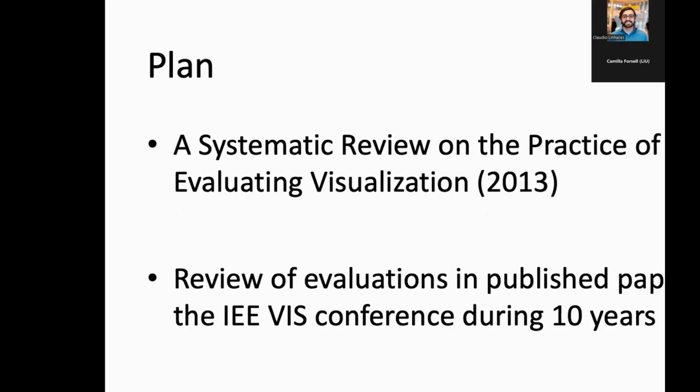This is another one published in 2013, and at that time they had looked at all evaluation papers published at the conference during a time period of 10 years and did a similar analysis of the state of the art at the time, and also gave guidance on how to conduct evaluations and what could be relevant to look into in the future. So I guess I will share my slides somewhere later so you can get these references.